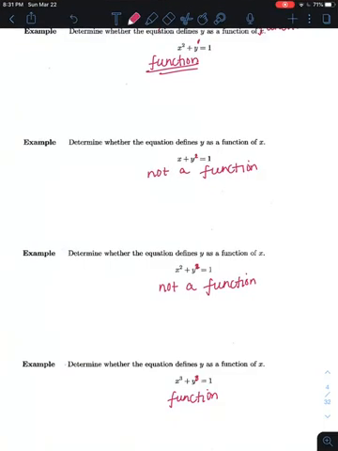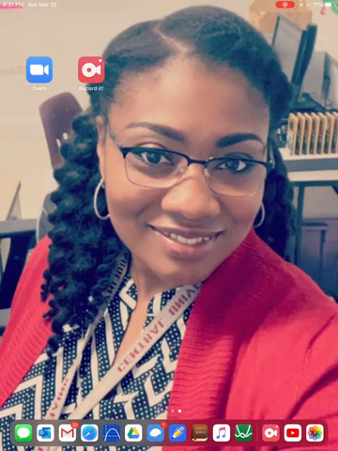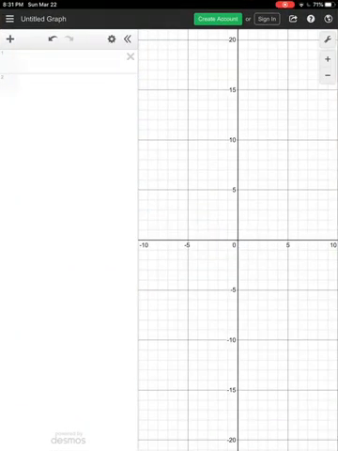And then let's go here. We have x squared plus y squared equals 1. Let's see what happens when I put this in.